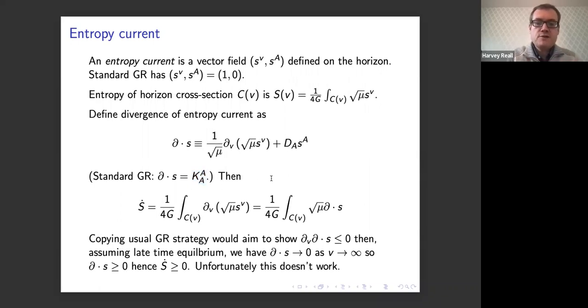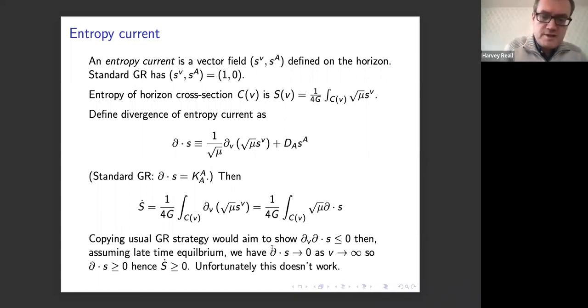So if we try and copy the argument we use in standard GR, we would take the time derivative of the entropy, so we get the V derivative of this integrand, and then we can trade that for the divergence of the entropy current, because this term here is just a total derivative, and so it integrates to 0. So we've related S dot to the integral of the divergence of the entropy current.